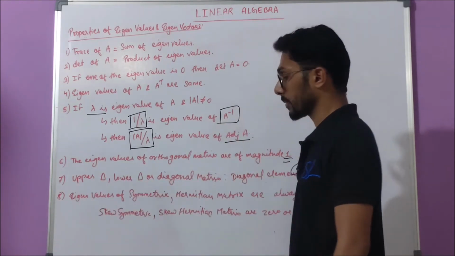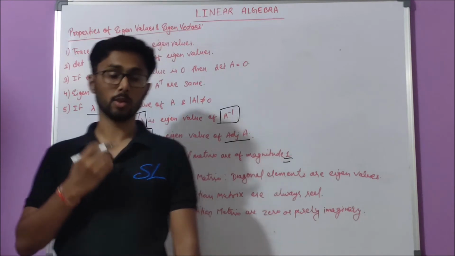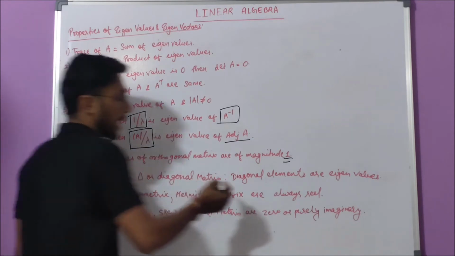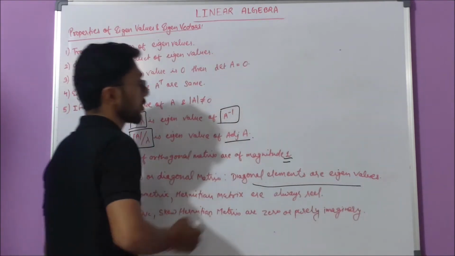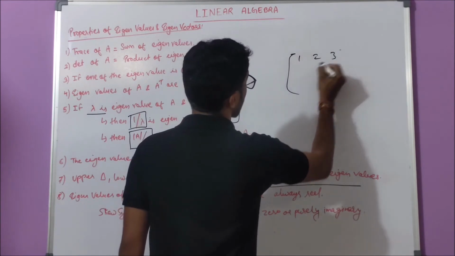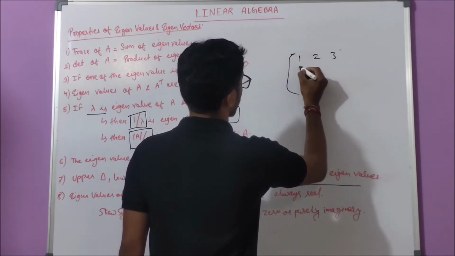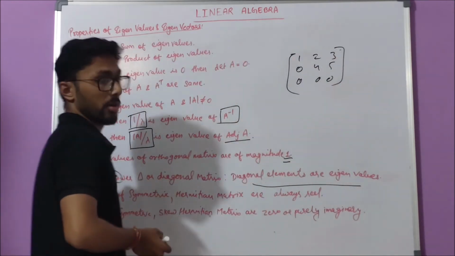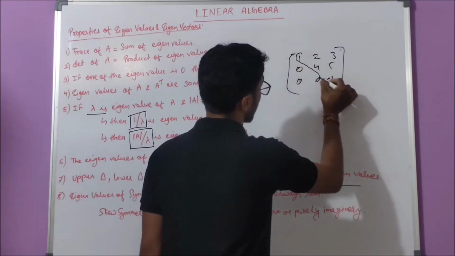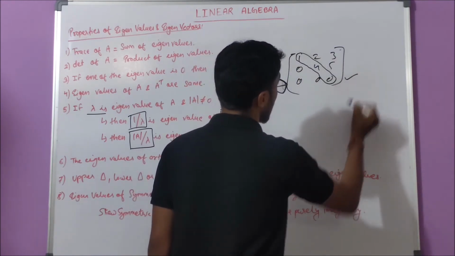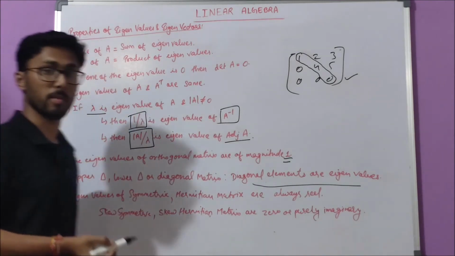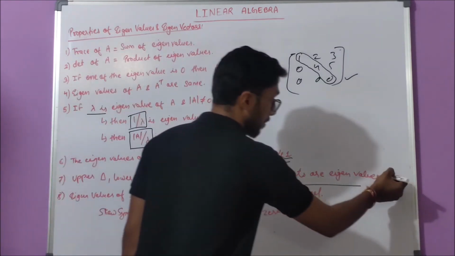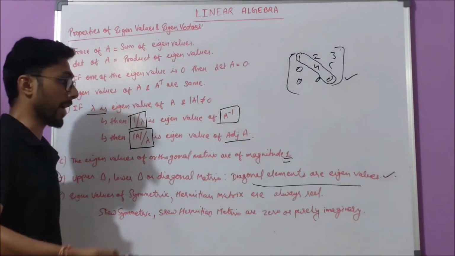Now the next point is: if a matrix is an upper triangular matrix, lower triangular matrix, or a diagonal matrix, then the eigenvalues are the diagonal elements of the matrix. So if a matrix is given as 1 2 3, 0 4 5, 0 0 0, an upper triangular matrix, then the eigenvalues are 1, 4 and 0. So this is how you can directly find the eigenvalues of an upper triangular matrix, lower triangular matrix, or a diagonal matrix. This point is very important, and can be useful to directly find eigenvalues of such types of matrices.